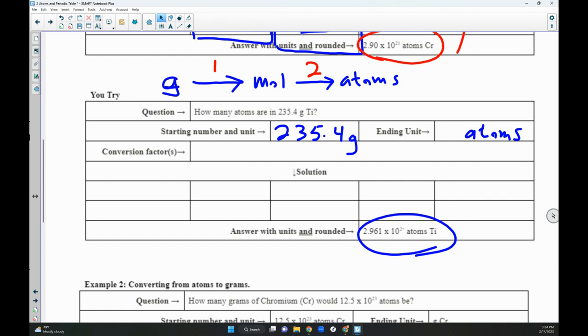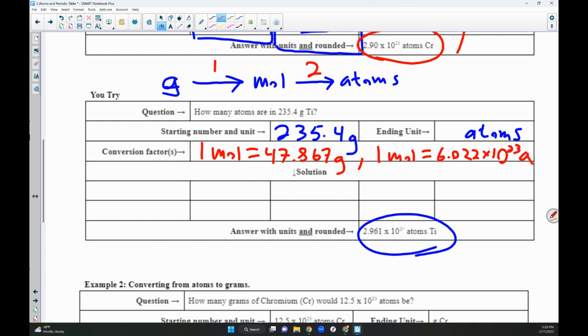And for each of those steps, I'm going to need a conversion factor. So for step 1, I need the conversion factor that relates grams to moles. For titanium, that's going to be 1 mole equals, and I'm going to check this on my periodic table, 47.867 grams. That's the conversion factor I use for step 1. And for step 2, I'm going to use 1 mole equals 6.022 times 10 to the 23rd atoms. And I'll abbreviate atoms with A there. So those are my 2 conversion factors.